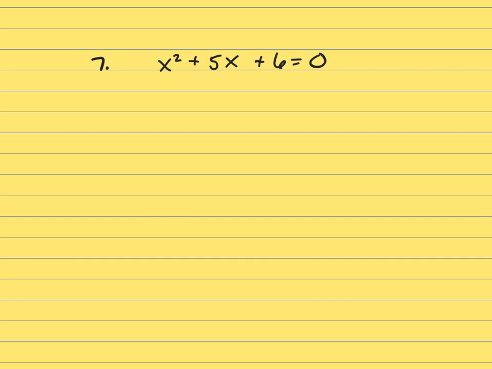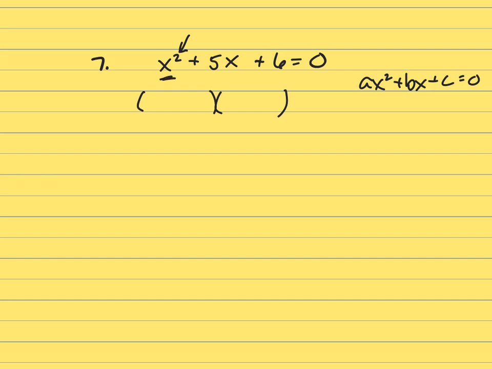So this is a quadratic equation because the highest exponent is a 2. And there's several ways to solve this, but the easiest way is by factoring. And if a quadratic will factor in this form, ax squared plus bx plus c, it'll factor into two parentheses.